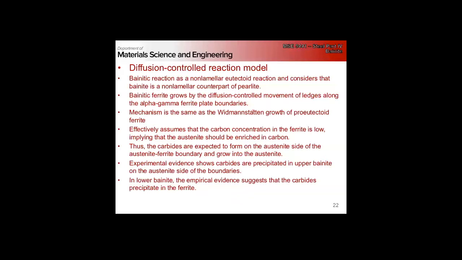People have done some careful microscopy and showed that the carbides do, in fact, precipitate on the austenite side. Except in lower bainite, they form in the ferrite. So we've got sort of a strike against the purely diffusional mechanism.